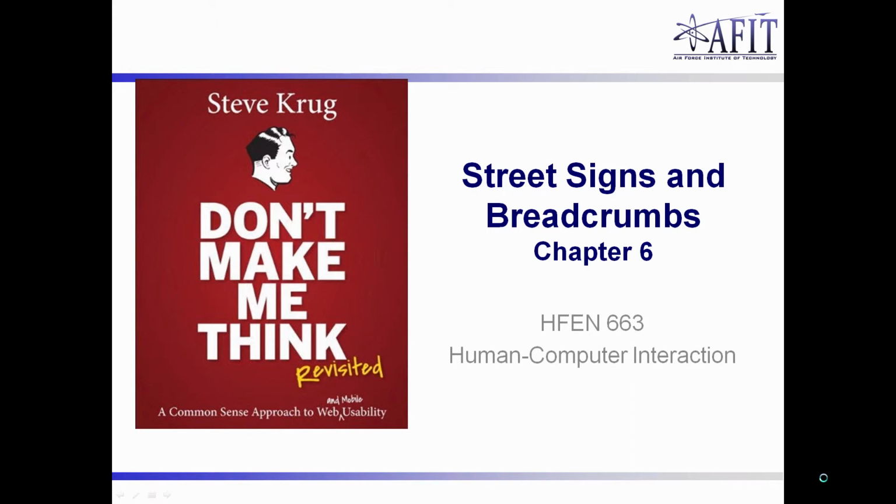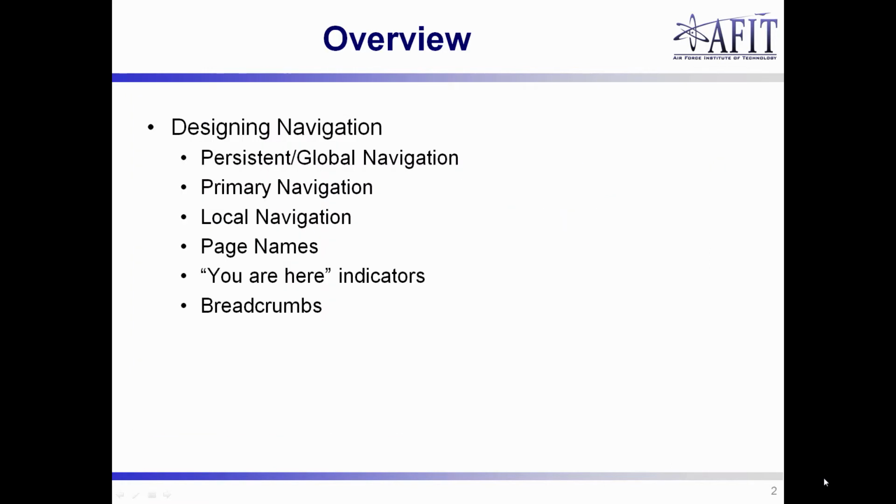This video is titled Street Signs and Breadcrumbs. It covers Chapter 6 from Steve Krug's Don't Make Me Think, Revisited. In this video, we're going to go over how to design navigation. Specifically, we're going to take a look at global navigation, primary navigation, local navigation, page names, UI here indicators, and breadcrumbs.